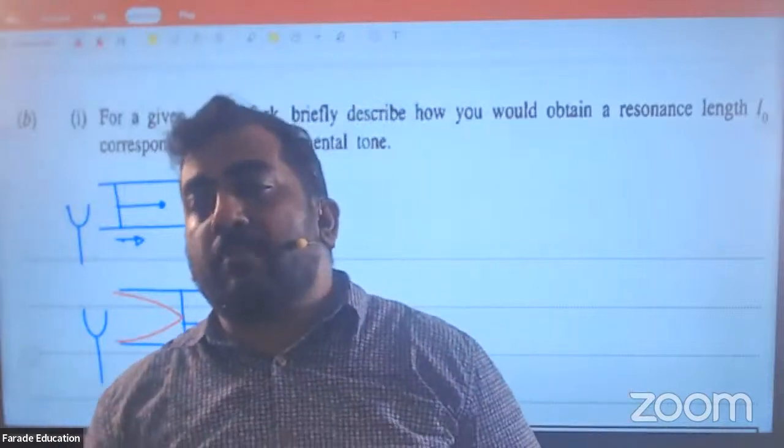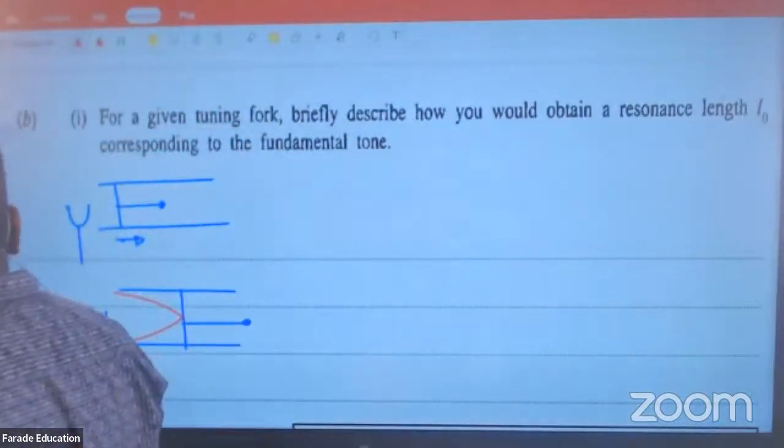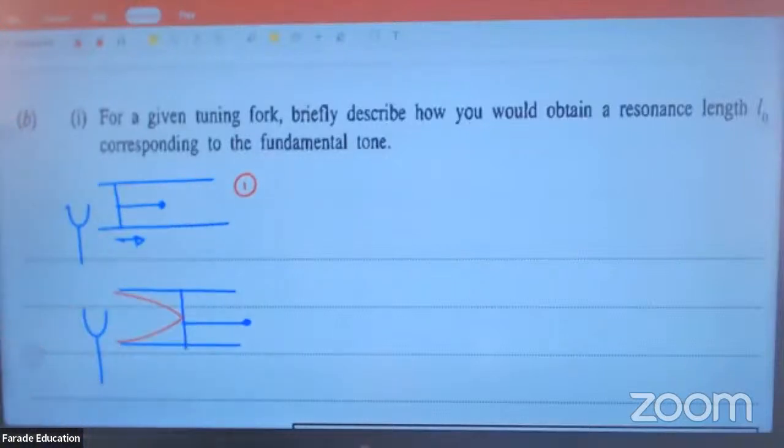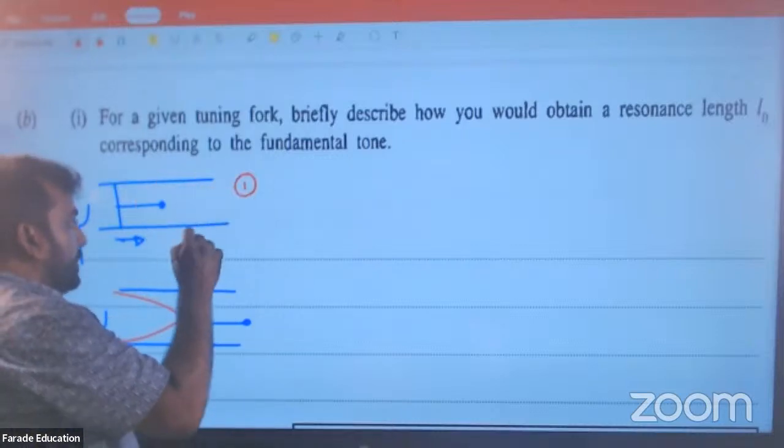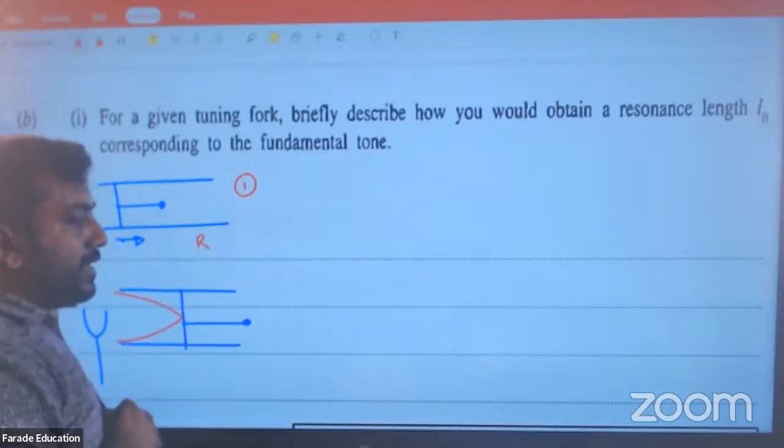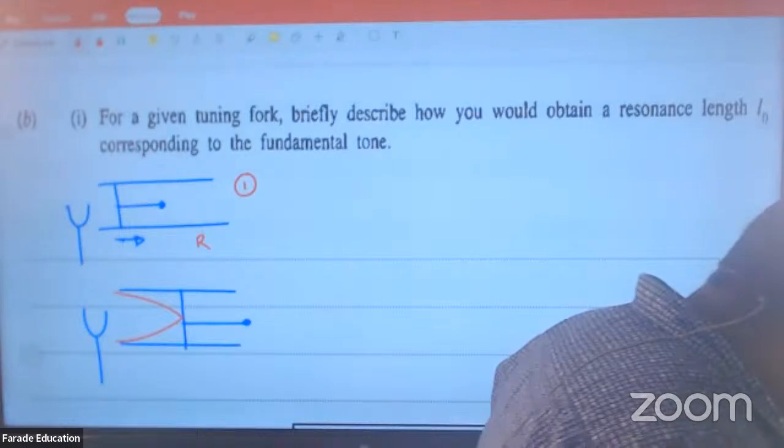Start from a very small vibrating length as shown in the figure. Vibrate the tuning fork and place it near the open end of the tube. And gradually move the piston to the right.